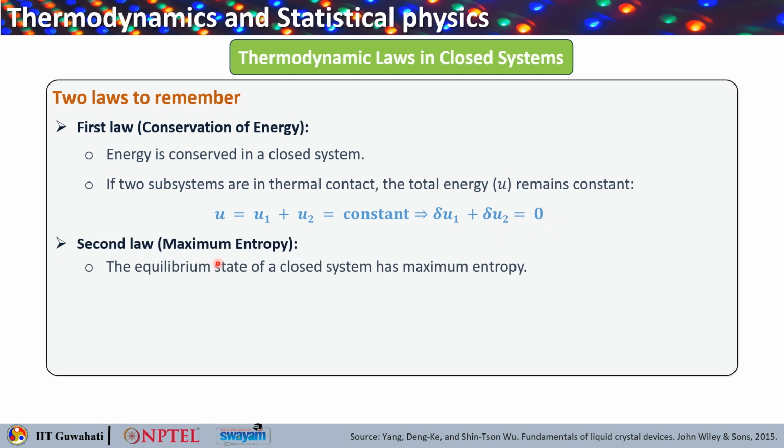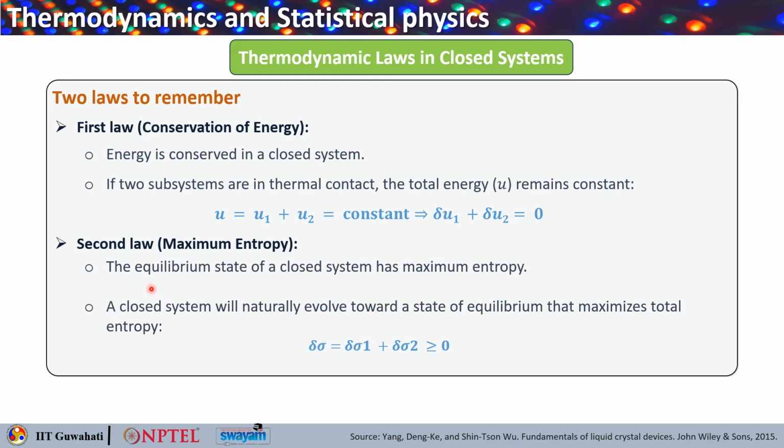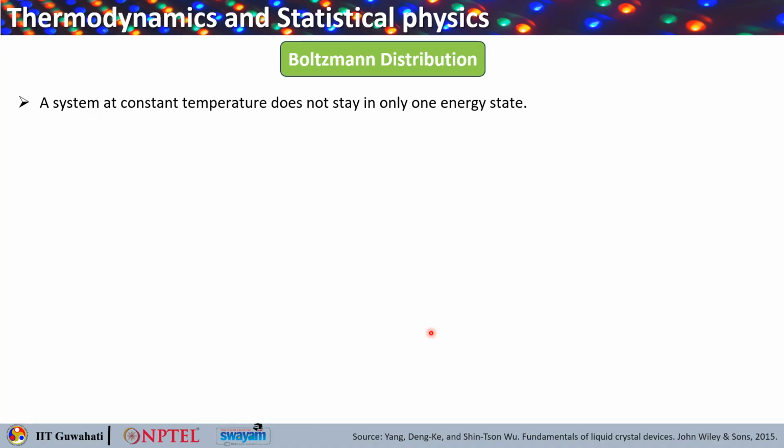The second law is of maximum entropy. Okay. So, it says the equilibrium state of a closed system has maximum entropy. So, it tells you that a closed system will naturally evolve toward a state of equilibrium that basically maximizes total entropy. So, you have delta sigma, which is delta sigma 1 plus delta sigma 2, that will be greater than or equal to 0. So, with that let us understand the Boltzmann's distribution.